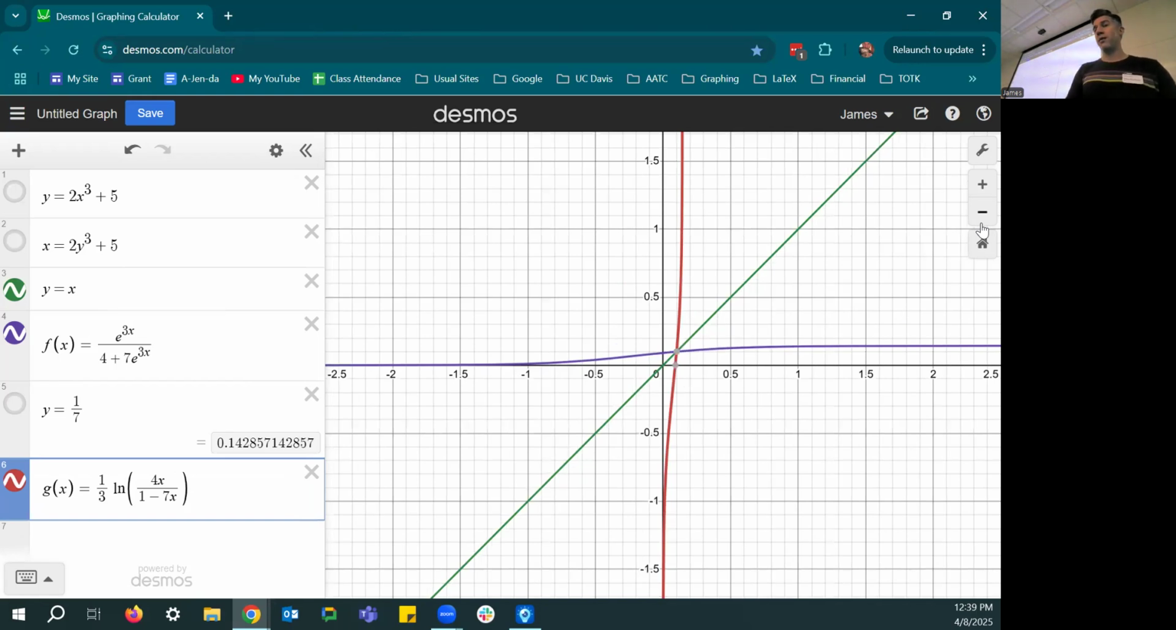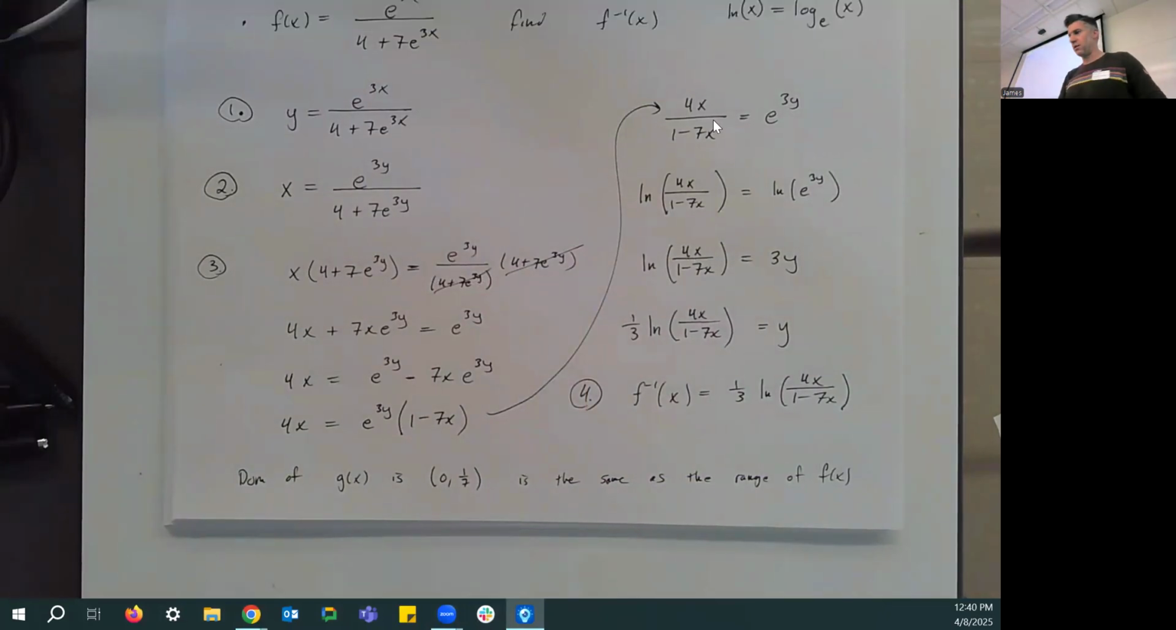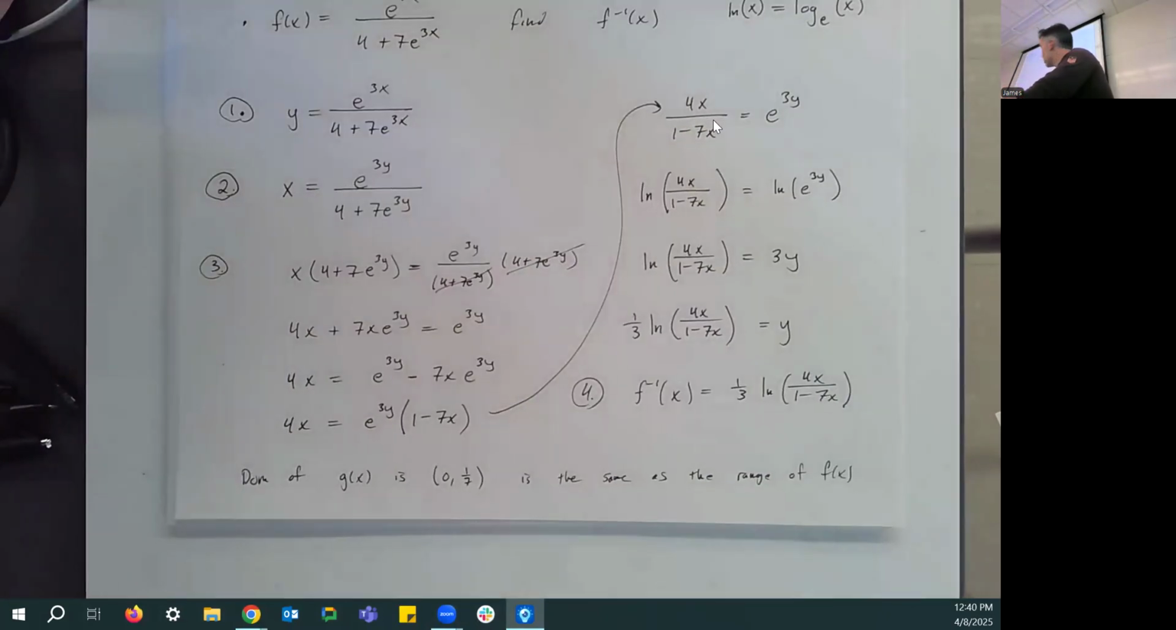I'll also point out, you can very much see that f of x has a very limited range and g of x has a very limited domain, and they're the same as each other. So I'm going to write this down here so you can see it. The domain of g of x appears to be everything from 0 exclusive to 1/7 exclusive, and it's the same as the range of f of x, which is from 0 to 1/7. That looks not the best. Let me brighten that up for you. That seems better.